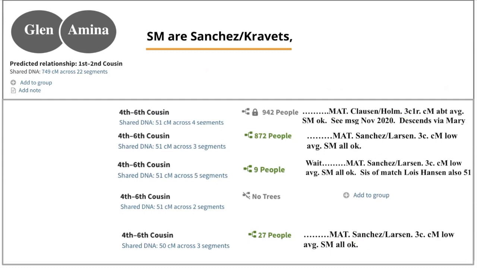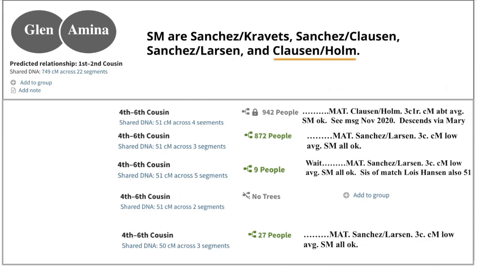Let's start a note for Amina. We haven't identified her, so we don't use the 10 dots. We just start documenting the shared matches. So we say shared matches are Sanchez and Kravitz, and Sanchez and Clausen, Sanchez and Larson, and Clausen and Holm. Can you see what we're going to have here?